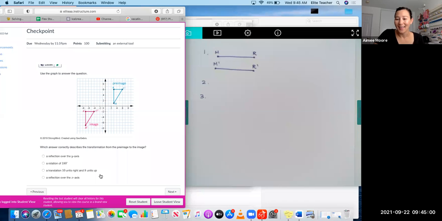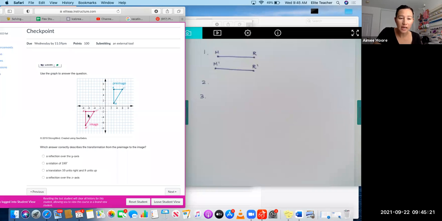So, yep, some answers are coming in. You guys are correct. It's a translation. So a reflection, remember, it would have to be a mirror image. So in this case, these are not mirror images, so we know it's not that. A rotation would be turning, so the image would be turning. It wouldn't be facing the exact same way. So then we know it's a translation.